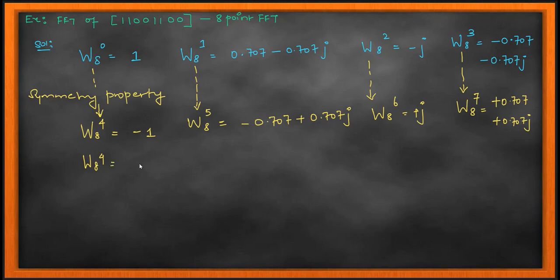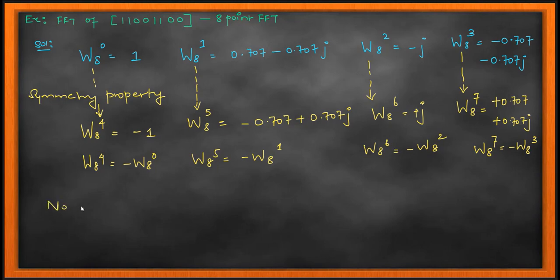What I used was the symmetry property, which gives me W8^4 is symmetrical with W8^0, which means W8^4 is equal to minus W8^0. Similarly, W8^5, W8^6 and W8^7 are symmetrical with the powers 1, 2 and 3. So I can write these other 4 values without needing to compute them in the exams or in your test. You don't have to calculate each and every twiddle factor. Wherever possible, apply the property and get the values automatically, as we have done here.